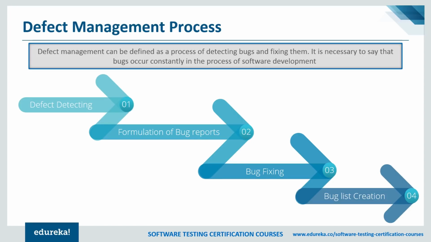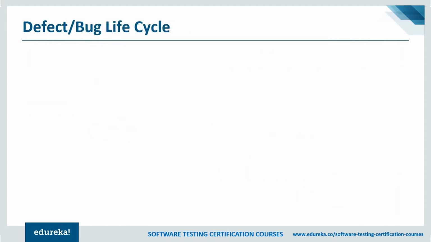The third step is the stage of bug fixing. After the bugs are fixed, they should be tested once more to make sure that the software works properly. During the final step, the bug list is created. This is a document that contains information about all the bugs that occurred during the project's performance. The team often uses the bug list because similar bugs may occur again. So this is all about the defect management process. Next, we'll see what a defect life cycle or a bug life cycle is.